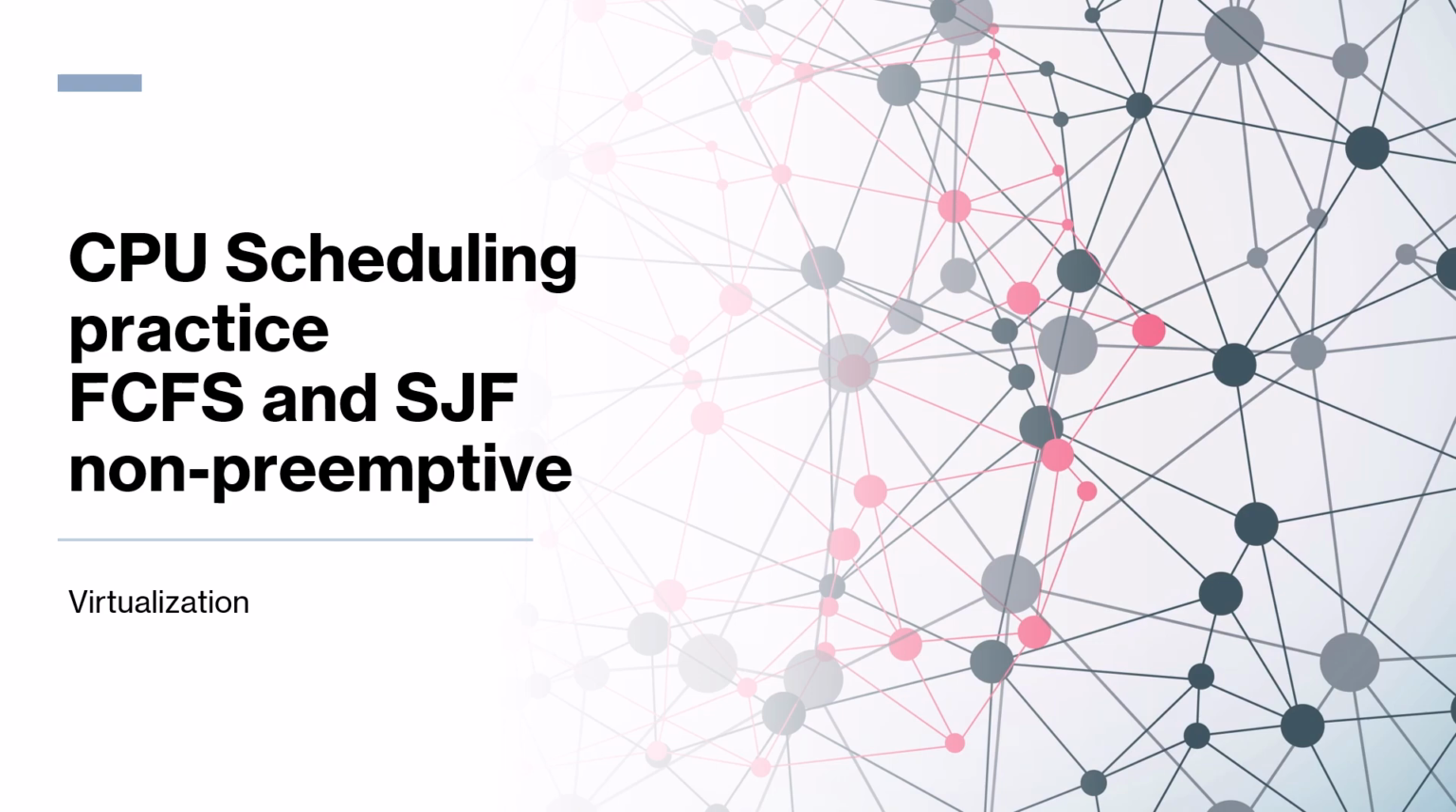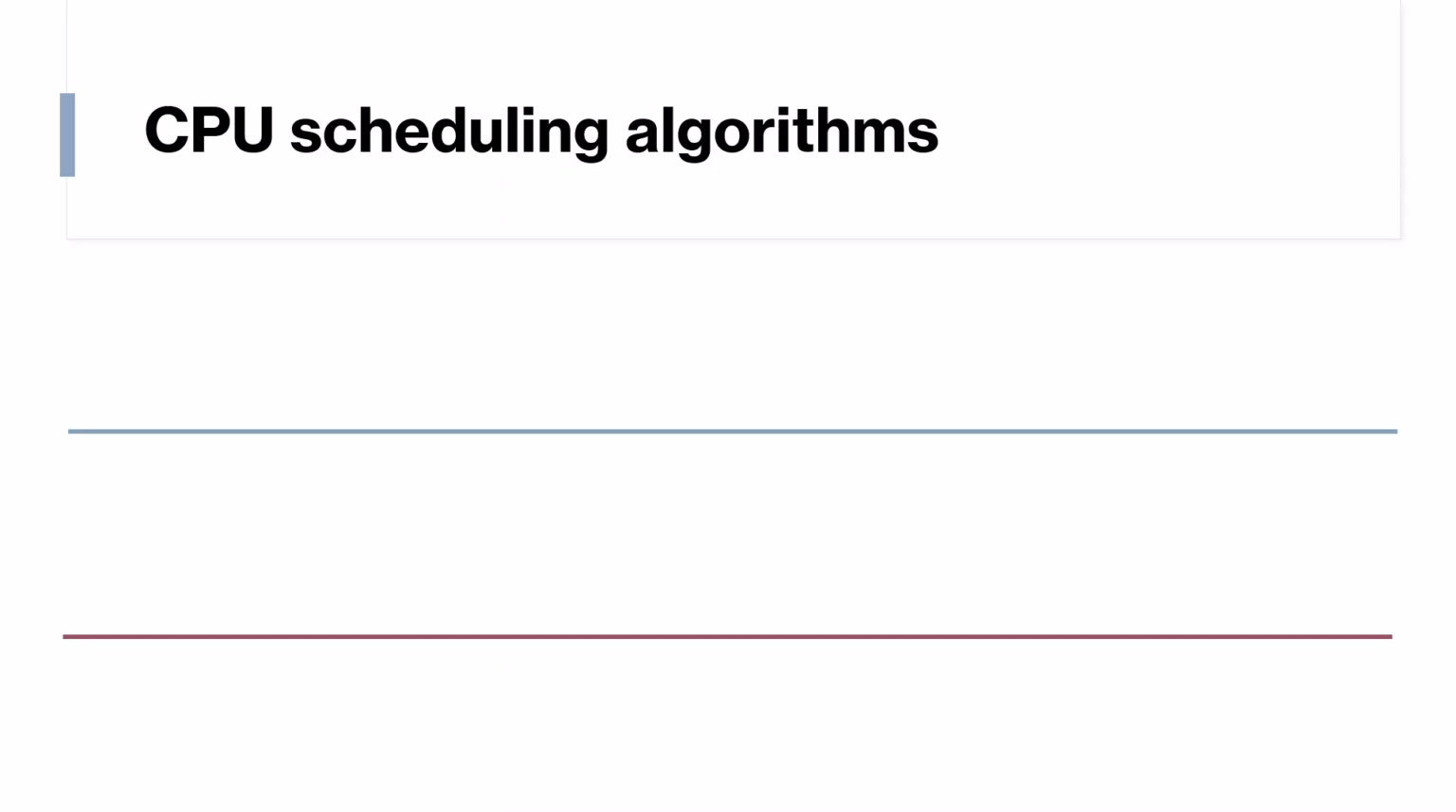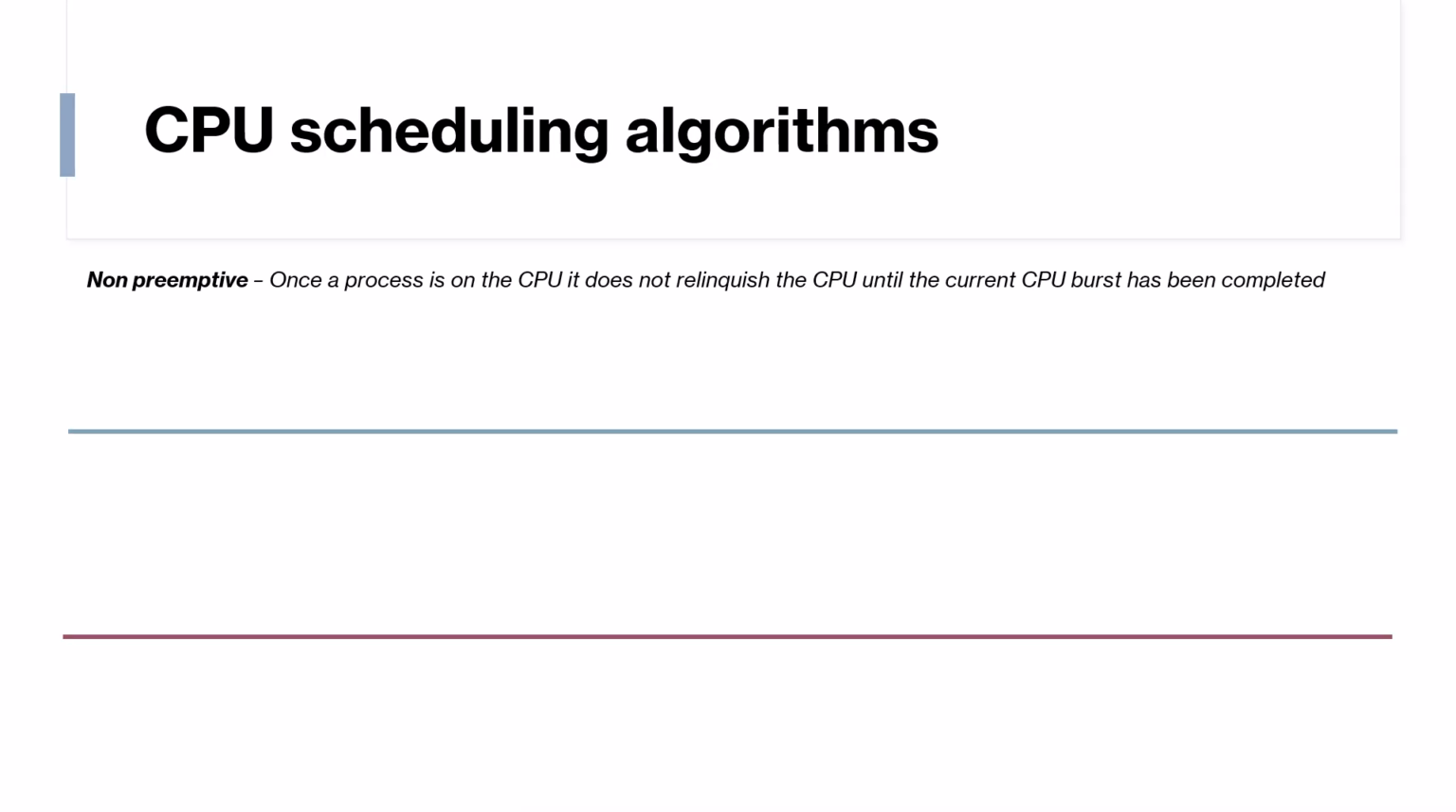Hi, welcome. In this video, we're going to do some CPU scheduling practice, first come, first serve, and shortest job first, non-preemptive. So let's get started. So let's just review our scheduling algorithms.